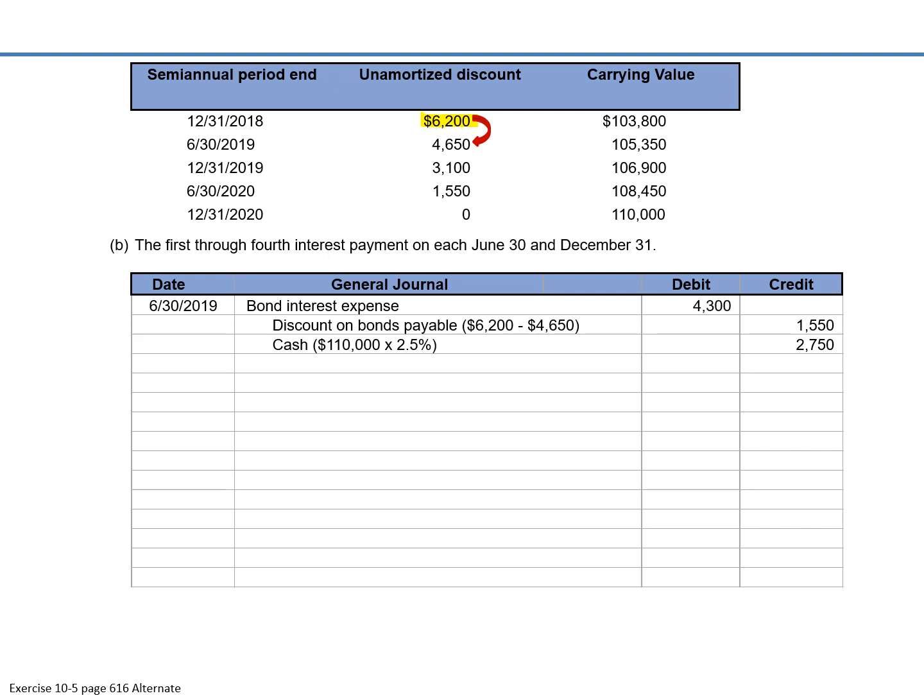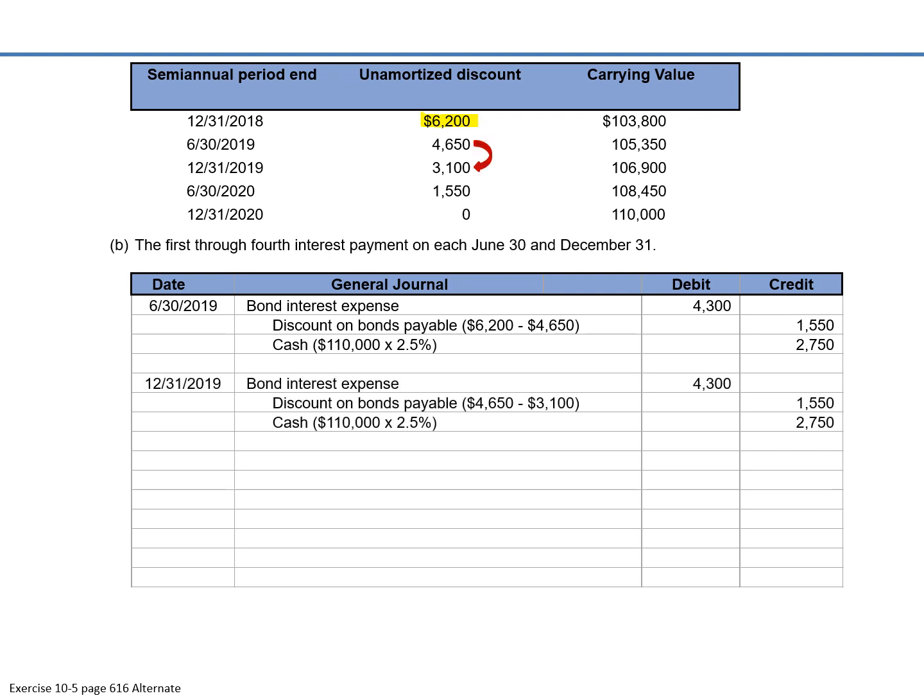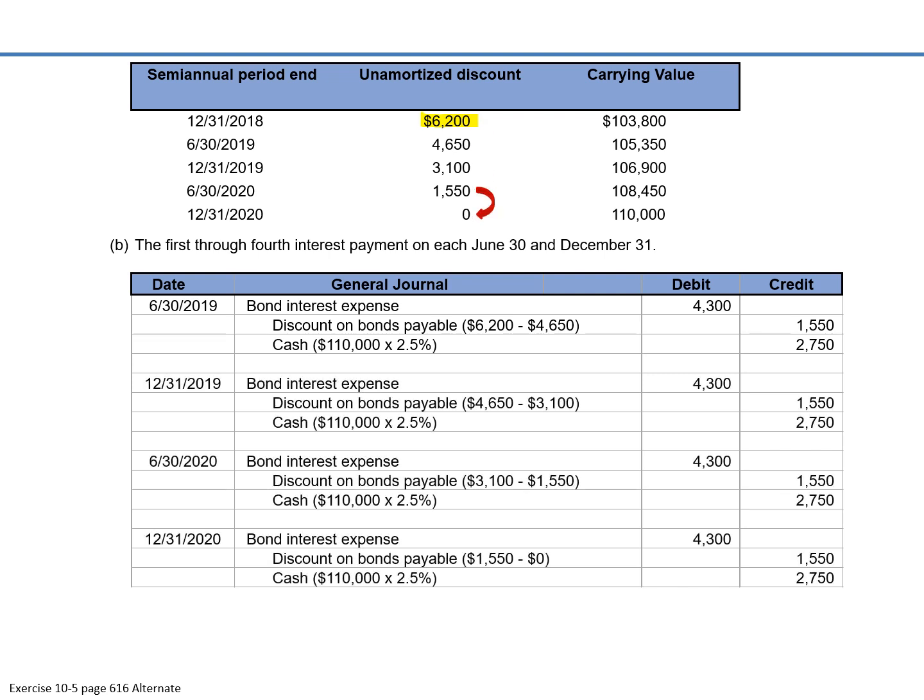So our discount on bonds payable is originally recorded as a debit. It's a contra liability account. So to decrease it, we credit. We make that same payment every single time. After we make this last payment on 12/30/20, our unamortized discount is 0 and our carrying value goes back to 110.